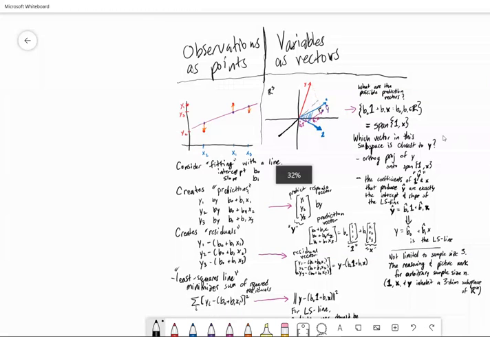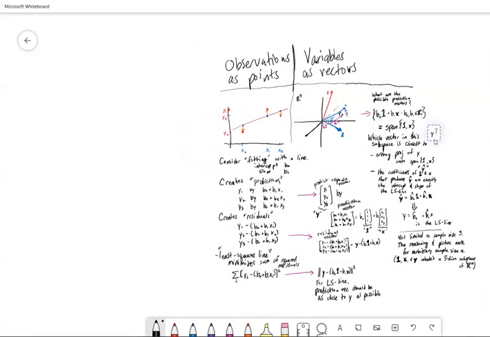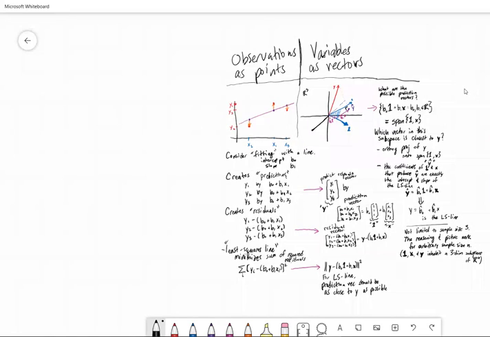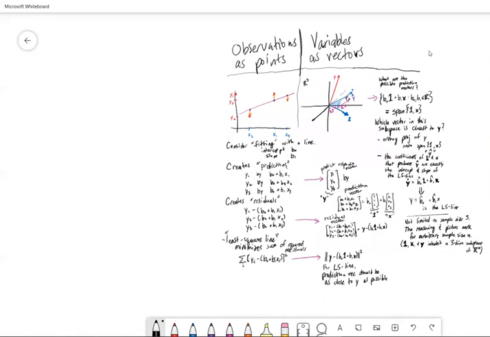So that's our challenge, is understanding variables as vectors. And furthermore, it turned out that basically the most important question of least squares fitting reduces to just orthogonal projection, which is just a pure linear algebra topic.